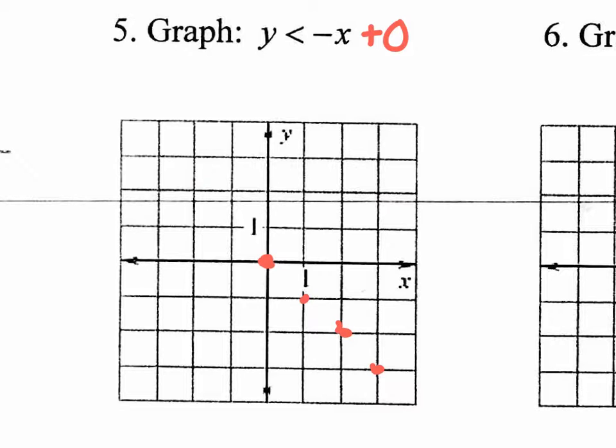Dotted, because our inequality does not have a solid line underneath it. So I might as well go with the pattern. Now let me just put some other dots between the dots. There you go. Now we either need to shade in one side of this line or the other side of this line.